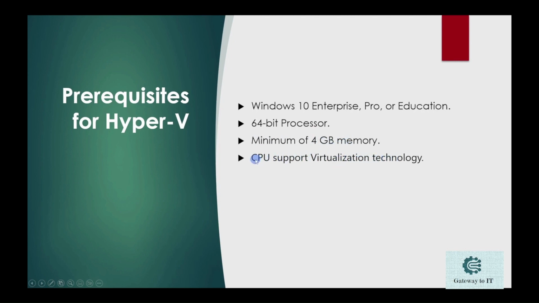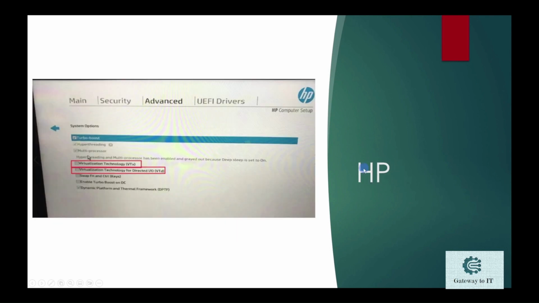So, your CPU should support virtualization technology, and you can see that in your BIOS, whether you have virtualization technology or not. A few examples I have given here, one is for Dell. You can go into the BIOS and see virtualization support and make sure it is enabled. So make sure that before you enable Hyper-V, virtualization is enabled in your BIOS. Same for HP, that's how it is.